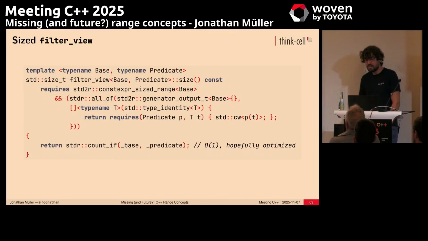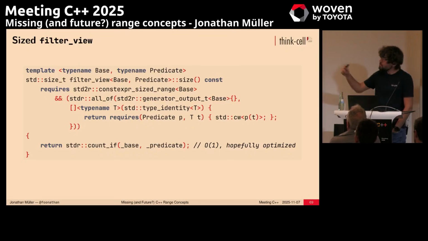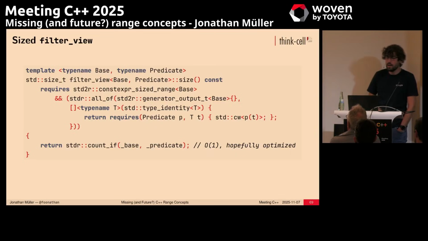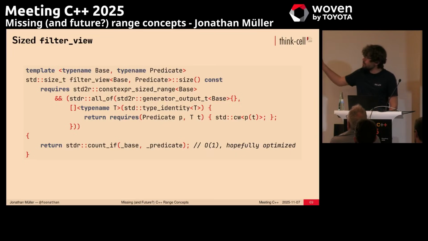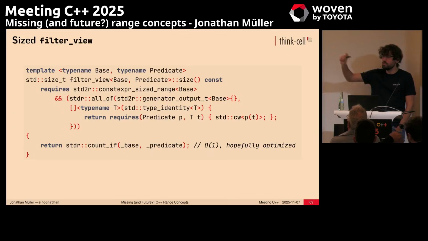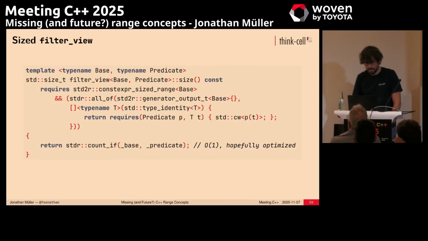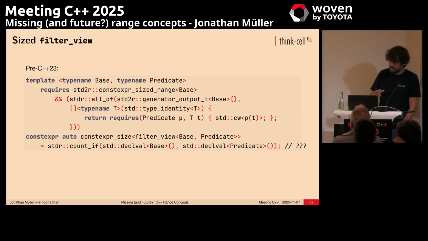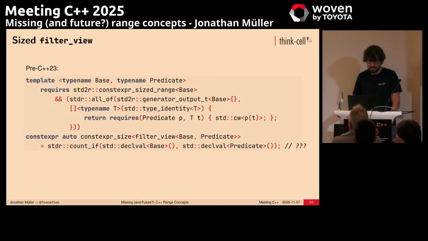However, we could argue that if it's a compile time sized range, and the predicate only depends on the types, that's what the second option says, then it's O(1), and it's just an O(1) of compile time known true, false, true, false, true, false that we're summing. Right? So it's O(1) and hopefully optimized. However, I need to implement it with the constexpr size specialization, and I can't call count_if because I don't have any values to call count_if on.